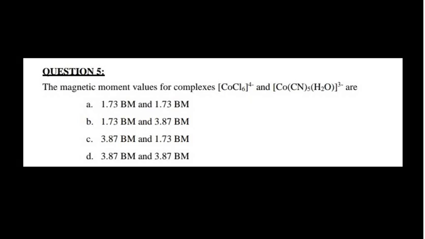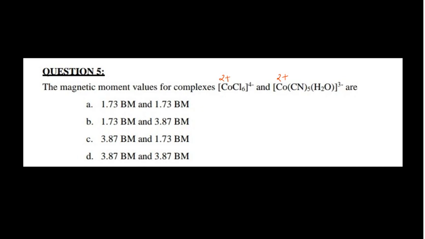First is this cobalt complex, and in that case your cobalt ion is in +2 oxidation state, so you can put 2 positive over there. And then you have the second complex, and in this particular complex your cobalt is again in +2 oxidation state. So you have to calculate the magnetic moment for this one.